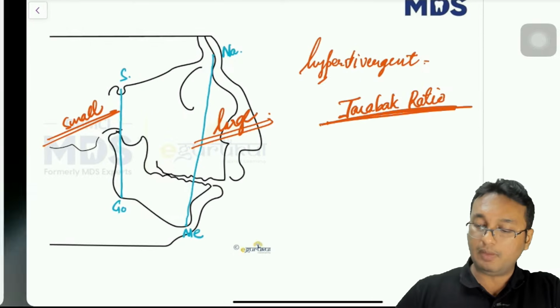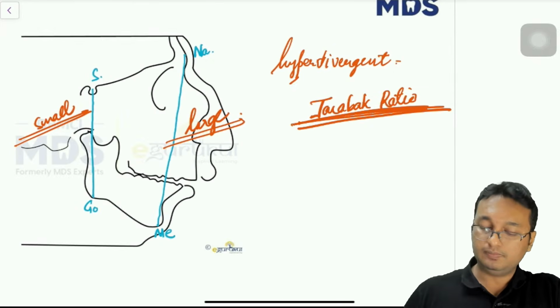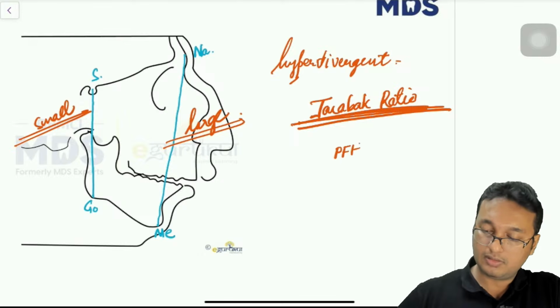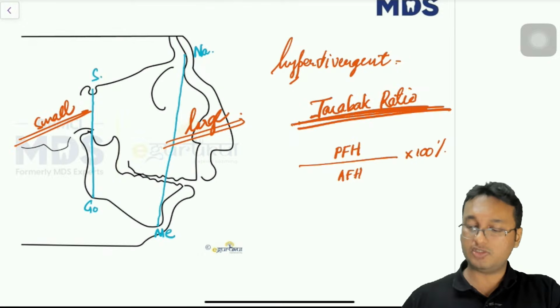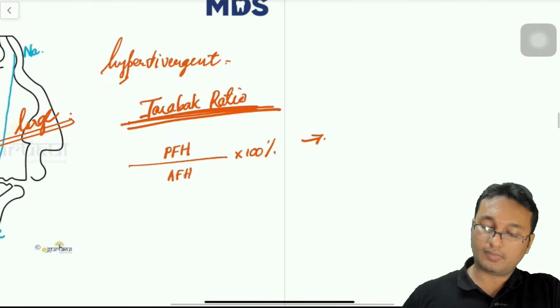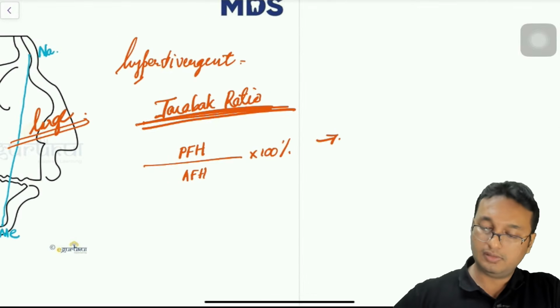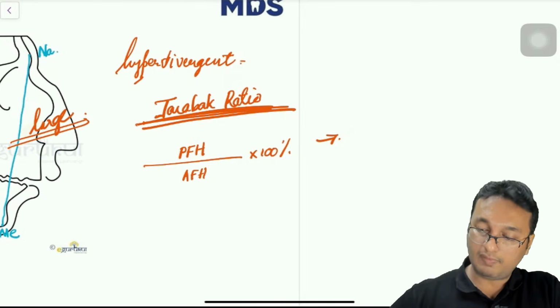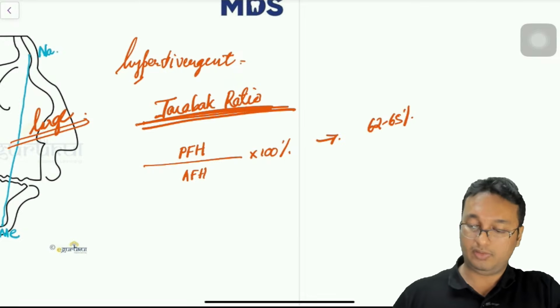There's a particular parameter called Jarabak ratio. How is it measured? It is measured as posterior facial height upon anterior facial height into 100. It is expressed as a percentage value. The normal value is 62 to 65% in a normal case scenario.